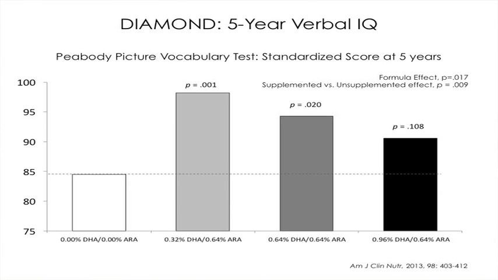By the time these kids were 5, we administered the PPVT. And again, we find the same basic pattern. Here, the highest dose is almost statistically significant from controls. But basically, here you can see the 0.32 and the 0.64 groups are significantly above controls.